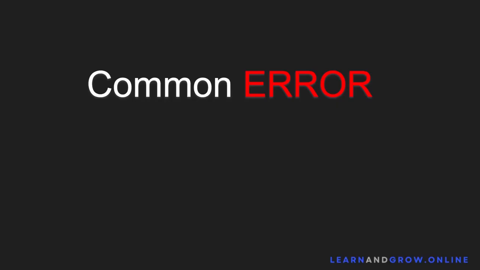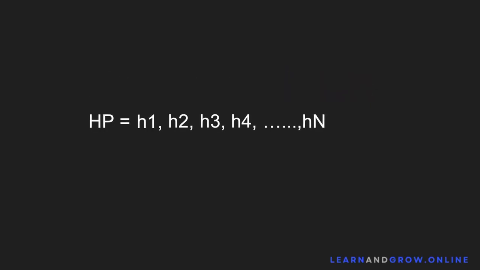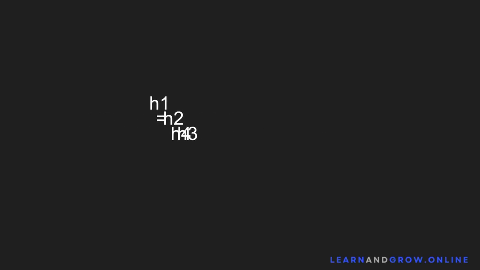Now let's discuss the most common error made by students when solving progressions, and that has to do with the harmonic progression. Now again, this is the general form of a harmonic progression, h1 being the first term of the harmonic progression, h2 the second term, h3 the third term, up till the last term at the nth position, which is hn. Now, I told you that arithmetic progressions are very similar to harmonic progressions, which is why some students think it's okay to do this.